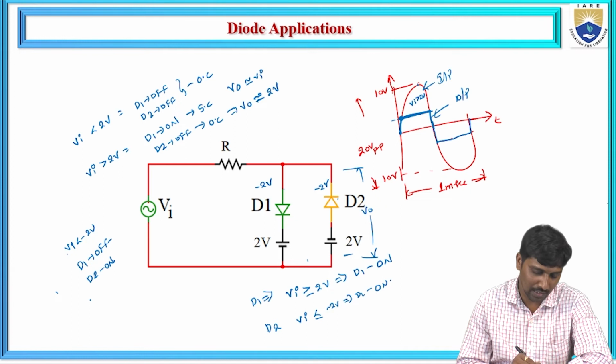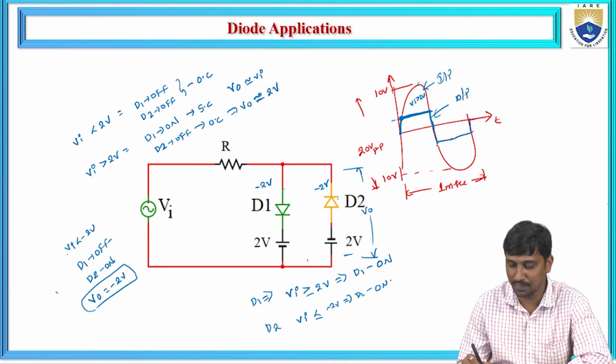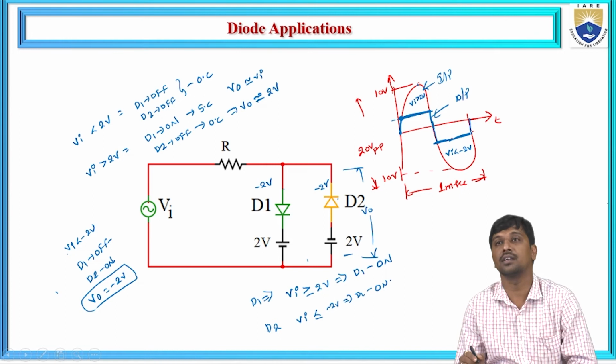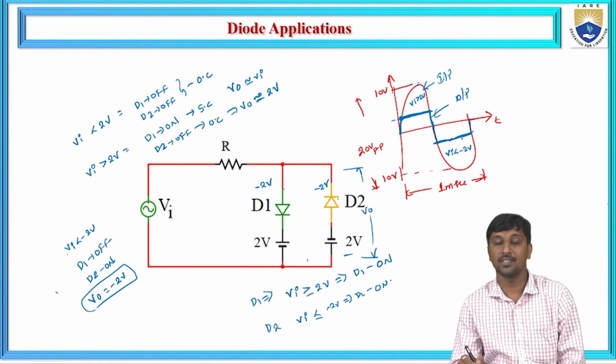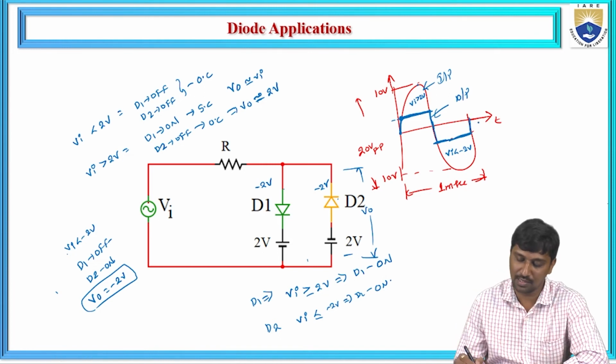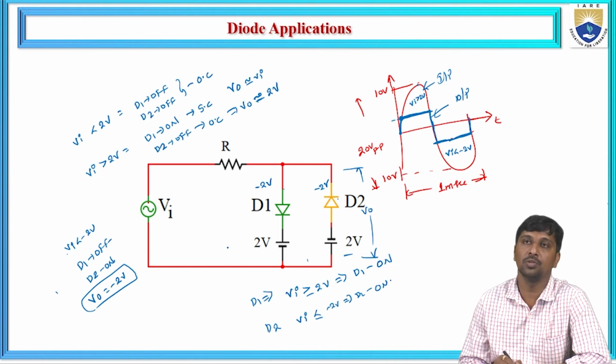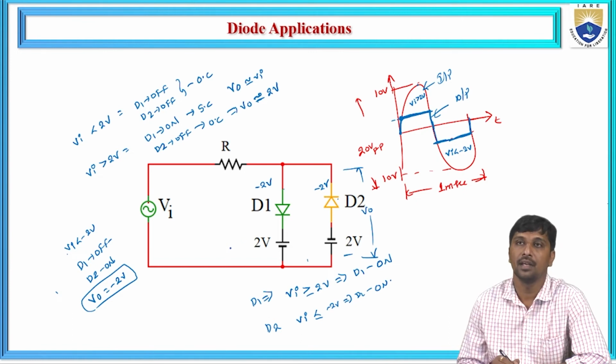So at this point, in this condition, V0 is always represented as minus 2 volts, when Vi is less than minus 2 volts. At this point, the output voltage across the clipper circuit is a constant minus 2 volts. So that is the reason this circuit produces a peak voltage.